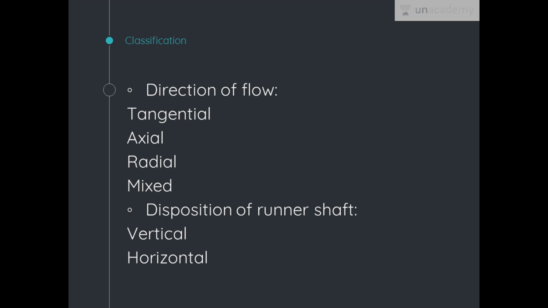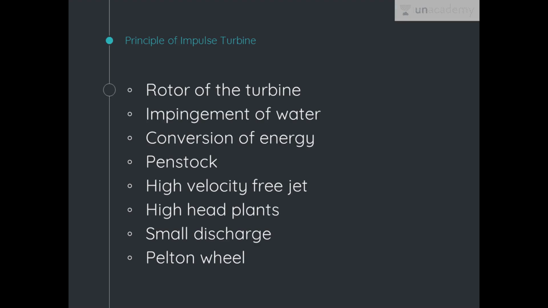Vertical shaft if the shaft is in the vertical position, and horizontal shaft if the shaft is in the horizontal position. So let's move on to the principle of impulse turbine. The principle of impulse turbine is as follows.